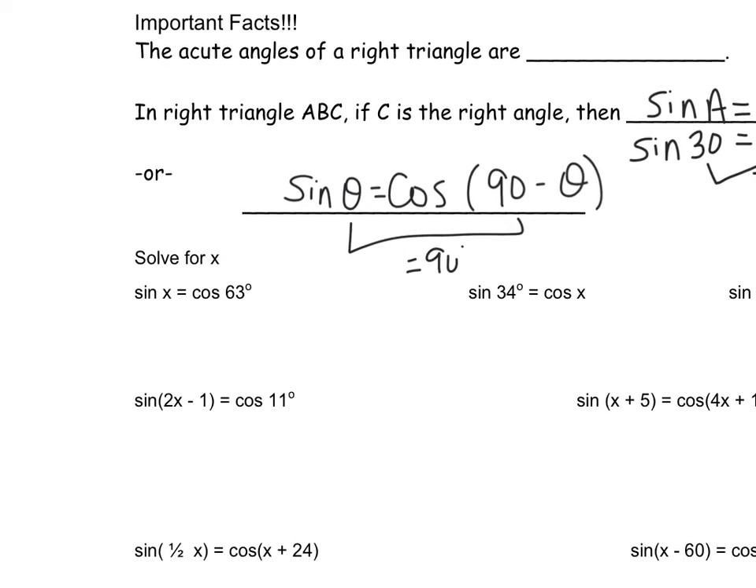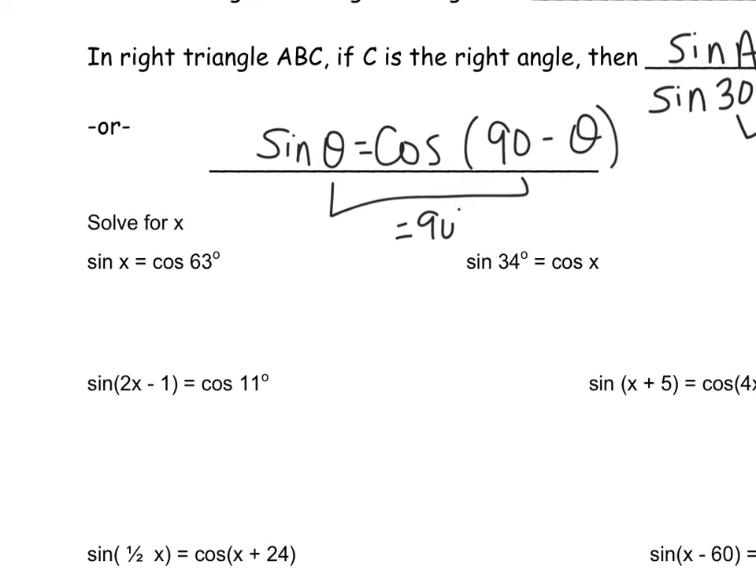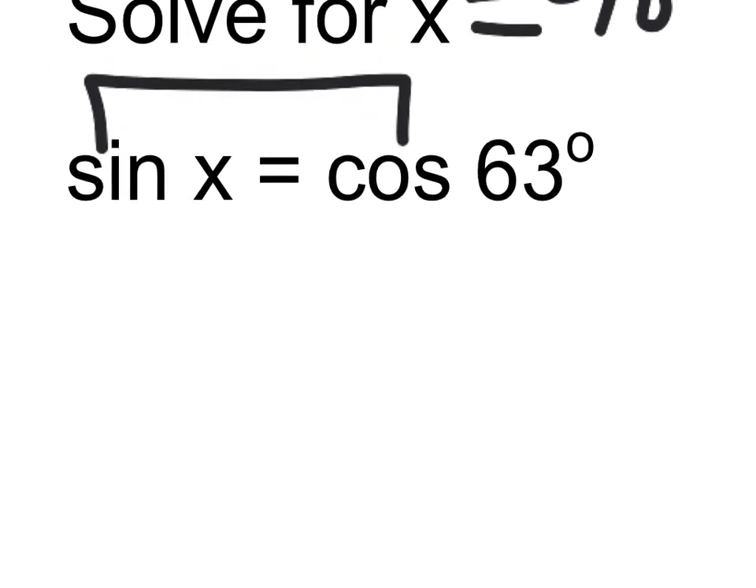Okay, so let's do some of our first examples. Whenever it says solve for x, all we're actually doing for these questions is setting up a very straightforward equation. Remember, we know that the angles for sine and cosine have to add up to 90. If I want to find out the value of x that makes sine of x equal to cosine of 63, I just set up a straightforward equation. My equation is going to be x plus 63 equals 90. So now that I have x plus 63 equals 90, I subtract 63 from both sides.